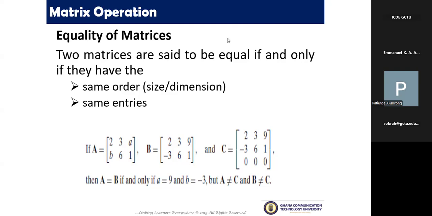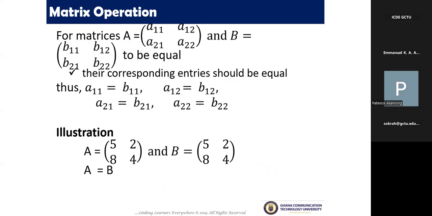Yes, please. I rewind. So I said that for two matrices, let's consider this A and B. This matrix A, this matrix B. Now let me go to another point so that you get exactly what I mean before I come back here. Look at this illustration here. Look at the matrix A. Look at the matrix B.